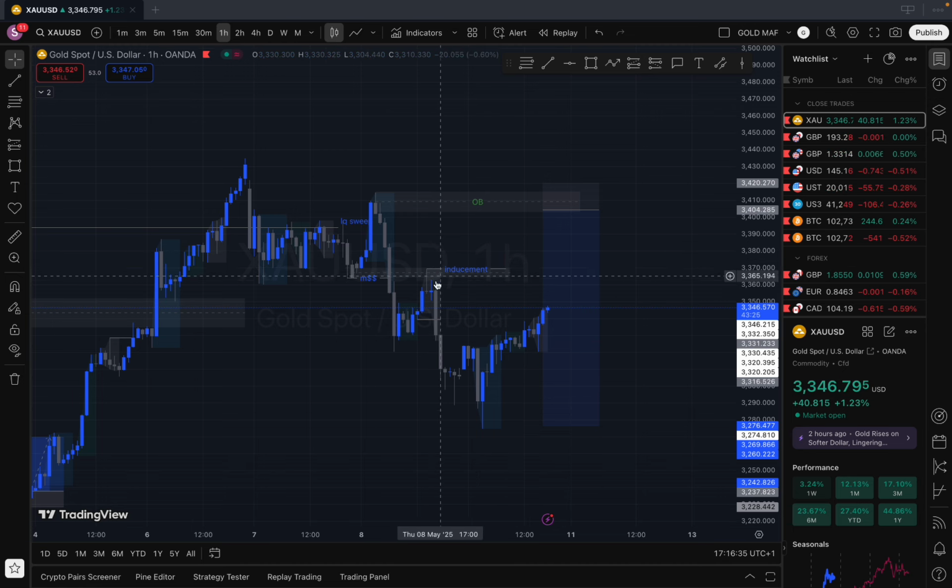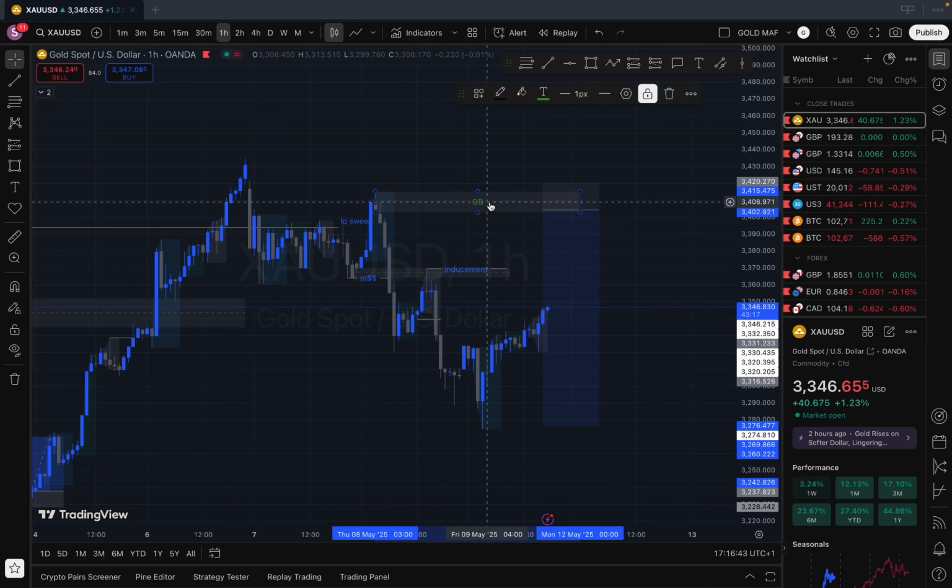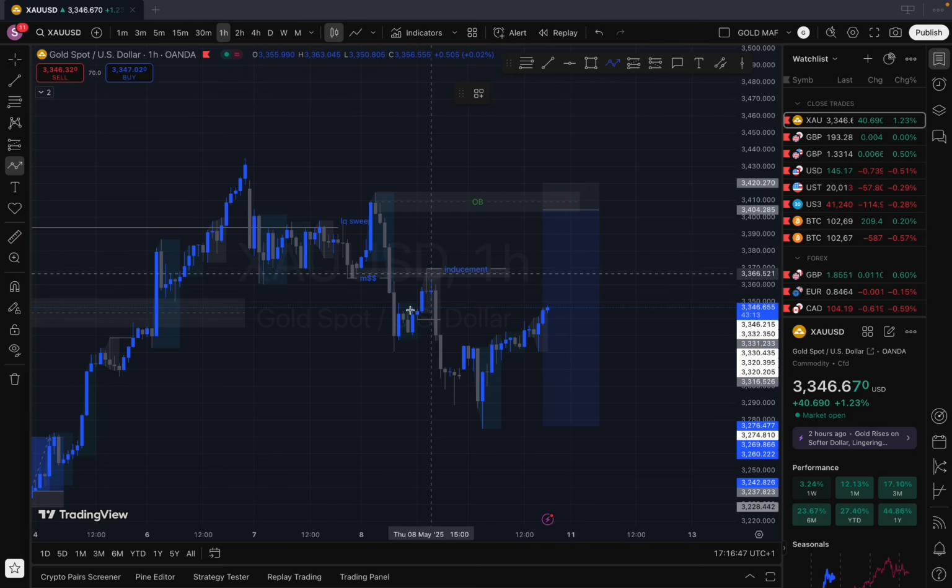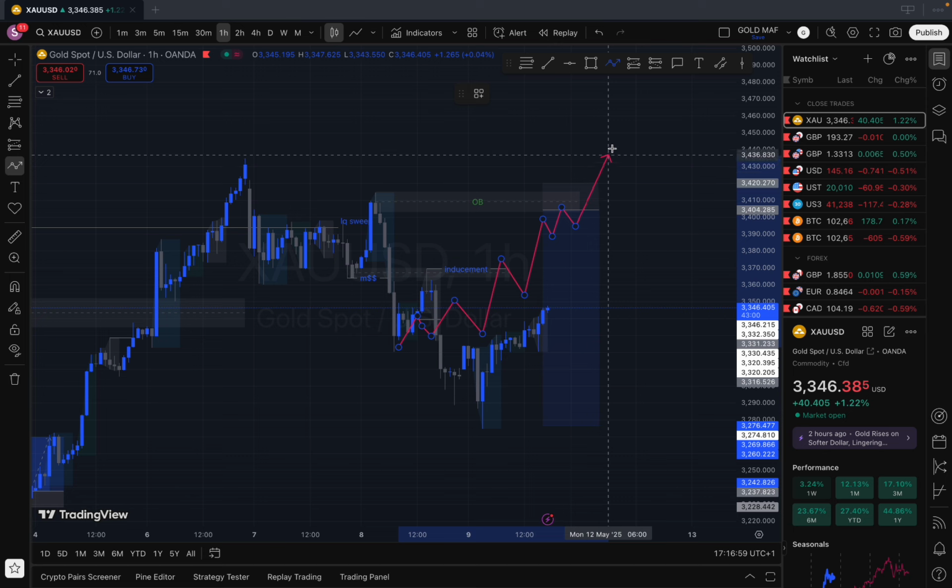Now, if this inducement didn't come to 50%, I will not be considering taking the trade. Why? Because my other block, my protected low, might be the inducement. If price just does something like this, and comes to approach my other block, there's a possibility that price might come and sweep that other block because it didn't create any inducement to take out.